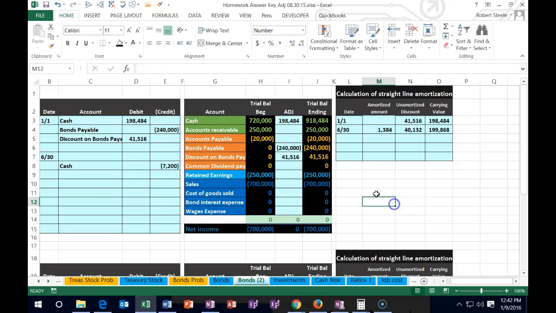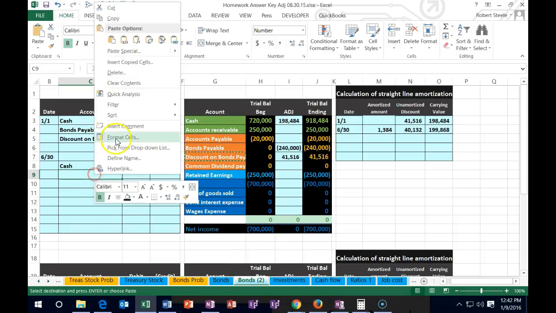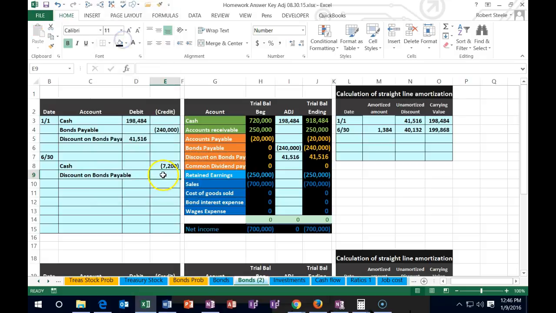So we're going to basically reduce the discount by the 1,384, and that means that this has a debit balance. We need to make it go down, therefore we're going to credit it. So I'm going to copy this account, put it in cell C9, right click and paste it 1, 2, 3. In this discount number, I'm going to take the negative of the number over here.